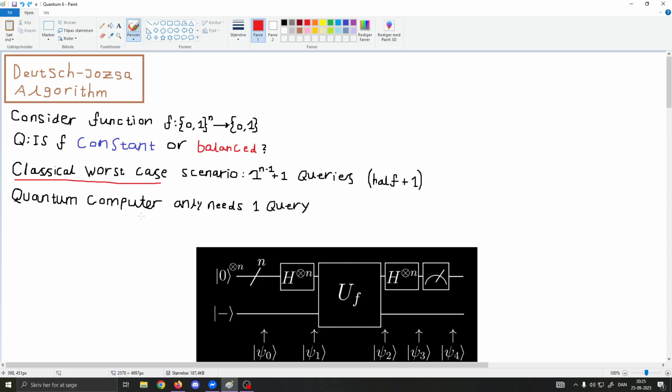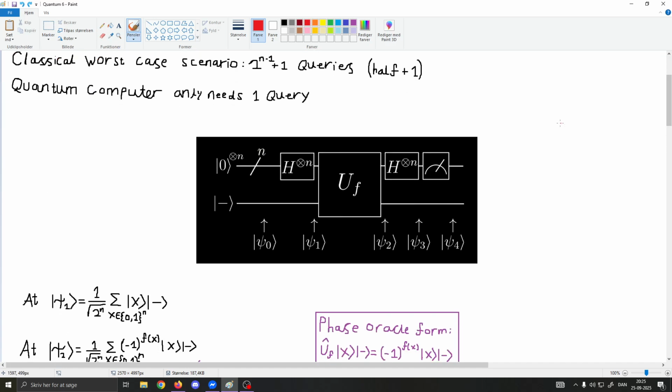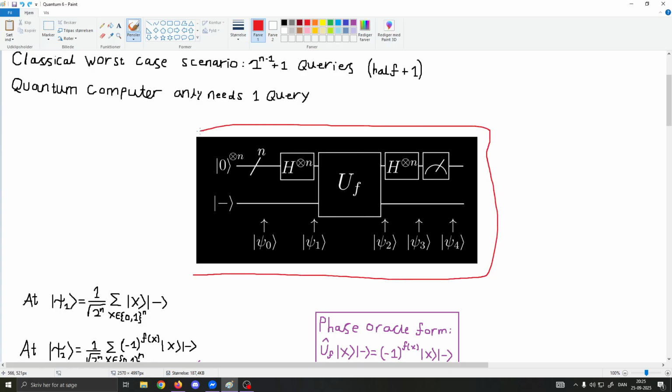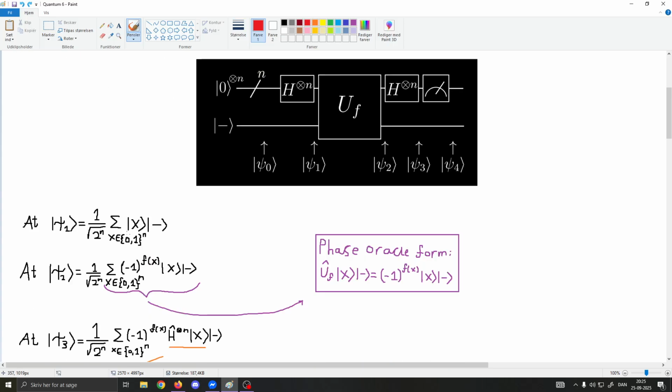Now, and this is where it gets a little impressive, quantum computers only need one query, and we'll see why now. So, the way that this is queried is by Deutsch-Jozsa's algorithm, which is the one we see right here, and it's very much reminiscent of the one we saw yesterday. It's just an expansion, in fact.